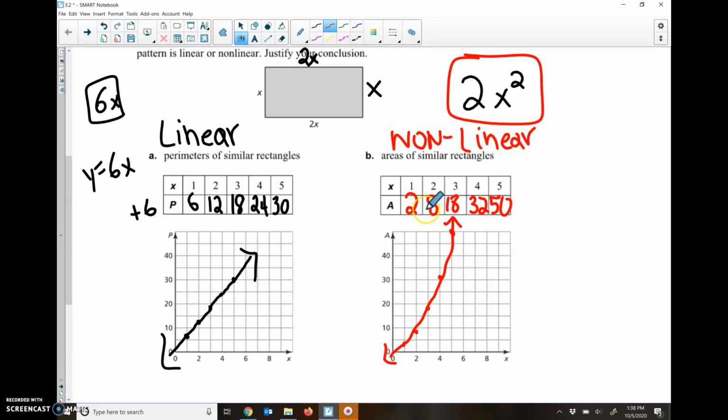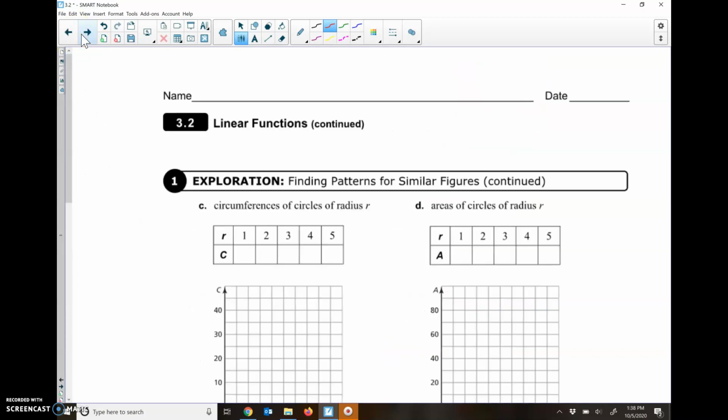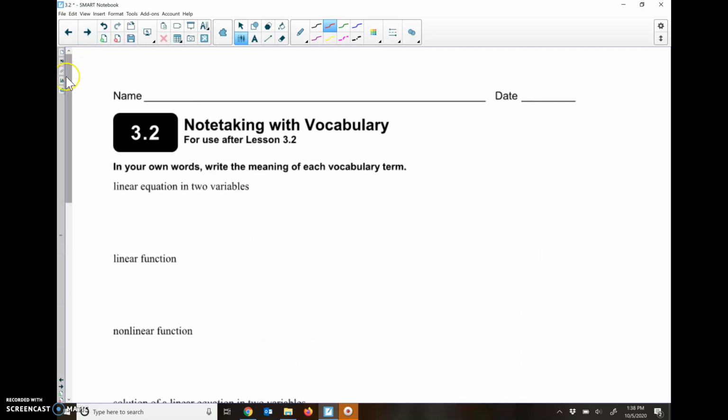So we go from 2 to 8, okay, so up 6. Oh, but then we go from 8 to 18, so that's up 10. And then we go from 18 to 32, that's up 14. And then 32 to 50 is up 18. So there's not really a pattern there. And you can kind of tell that this is going to be nonlinear because it's not a straight line on the graph. Okay? So kind of like last time, it'll ask you in 3 different ways if something is linear or nonlinear.